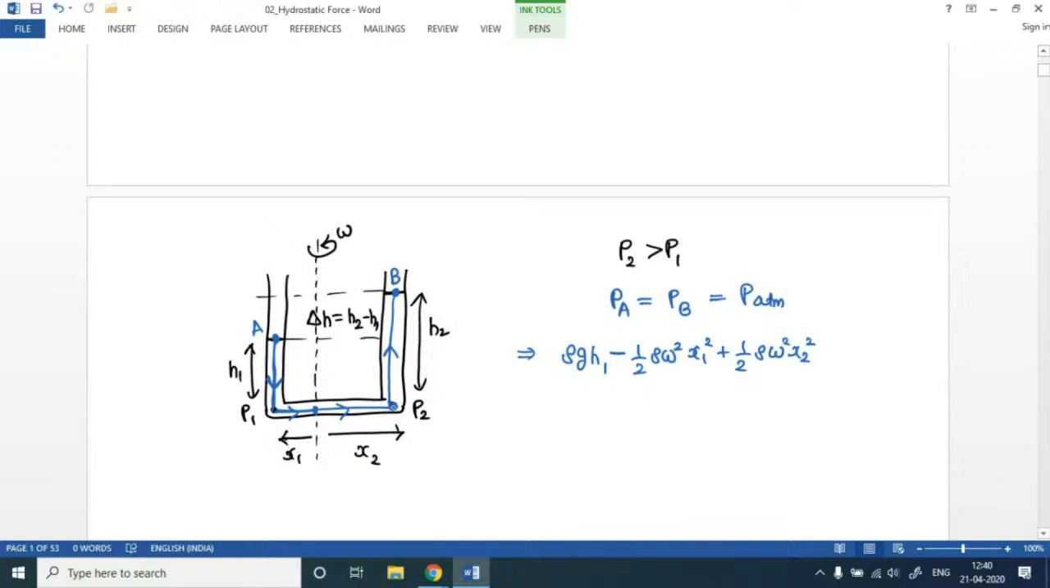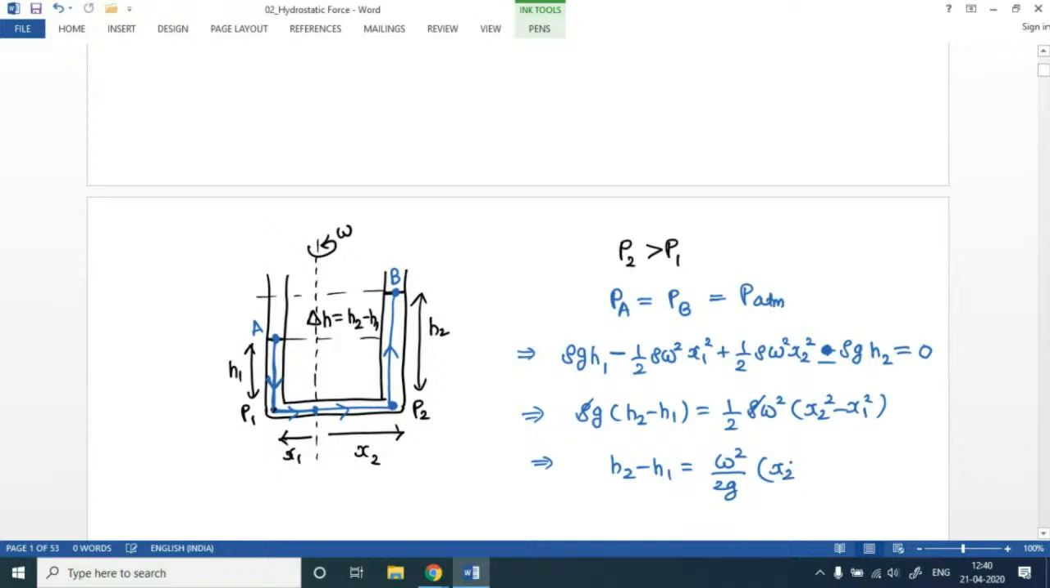As we go up, the pressure will decrease by rho g h2, so the total will be equal to 0. Just rearranging this equation, rho g into h2 minus h1 will be equal to half rho omega square into x2 square minus x1 square. Rho will get cancelled, so simply h2 minus h1 would be omega square by 2g into x2 square minus x1 square.